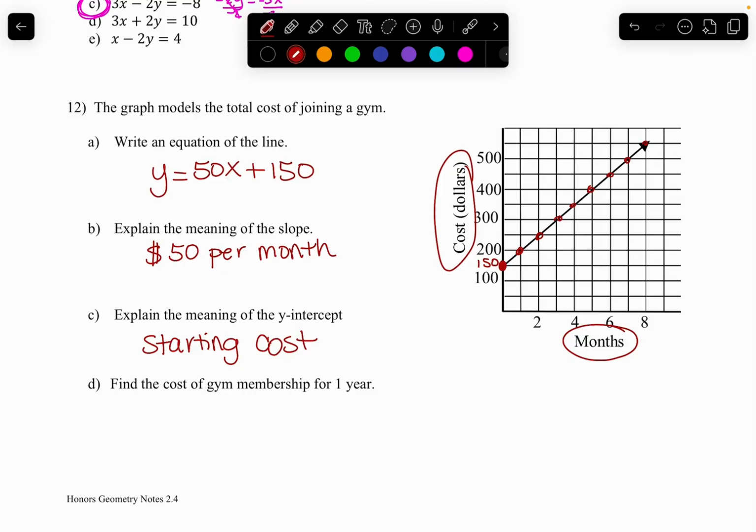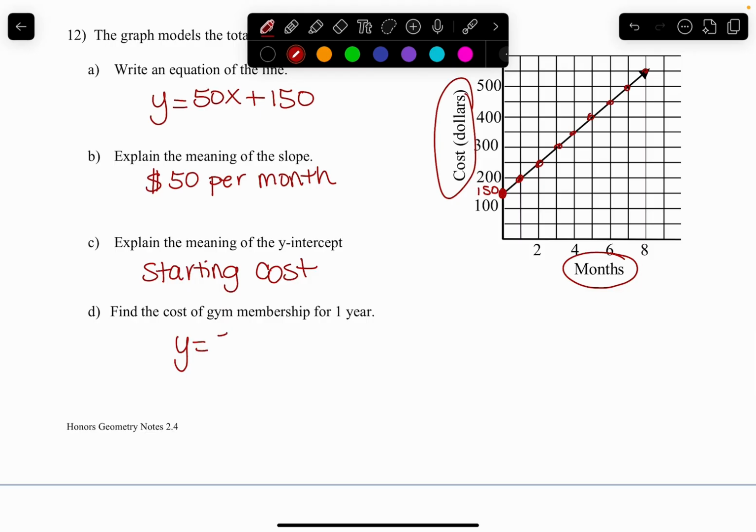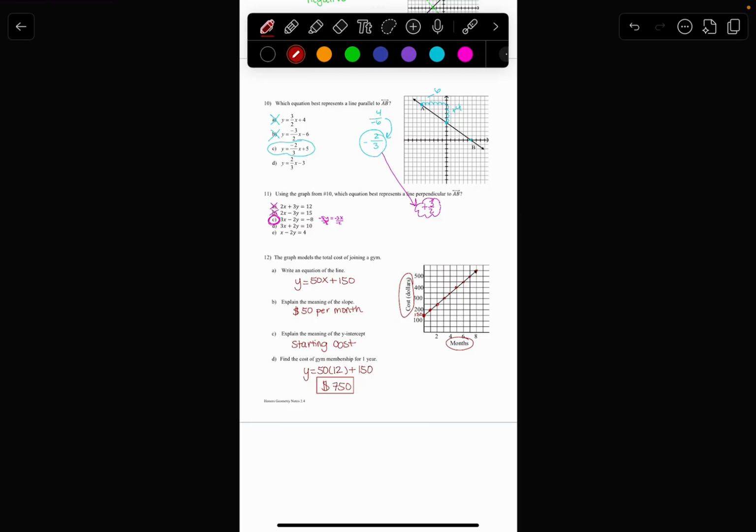And then D says, find the cost of a gym membership for 1 year. So if my equation is y equals 50x plus 150, that means that if I'm looking for the cost of one gym membership for 1 year, that's 12 months. So I need to plug in 12 for x because x represents your number of months. So we've got 50 times 12, which is 600, plus 150 will be a total cost of $750 for a year's worth of membership in this particular gym.